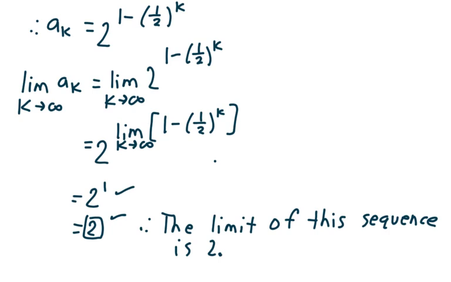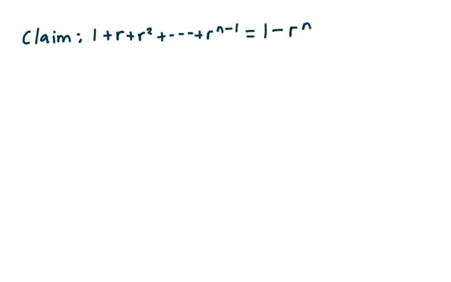It's a really, really interesting problem. Now, let's take note of something here. So here's the claim. We're going to prove this. The claim is 1 plus r squared all the way through until r to the n minus 1 is equal to 1 minus r to the n divided by 1 minus r. And this is where r doesn't equal 1. You need to know this for the geometric series.